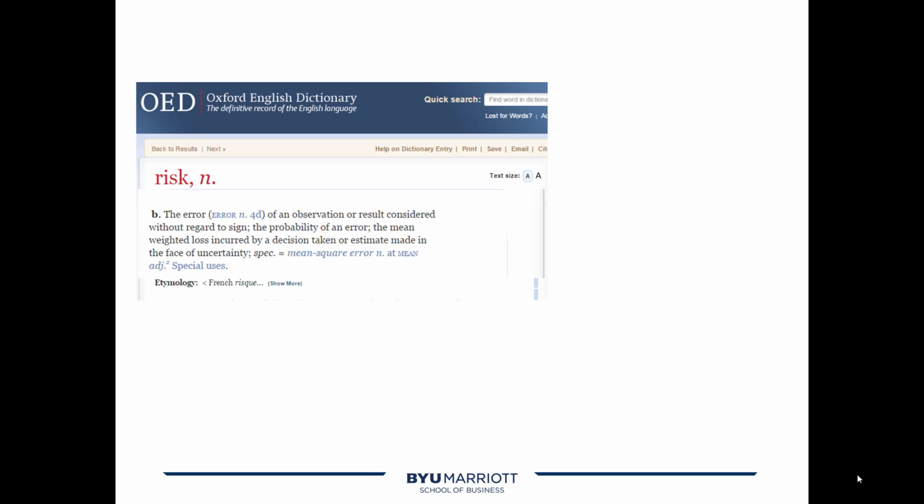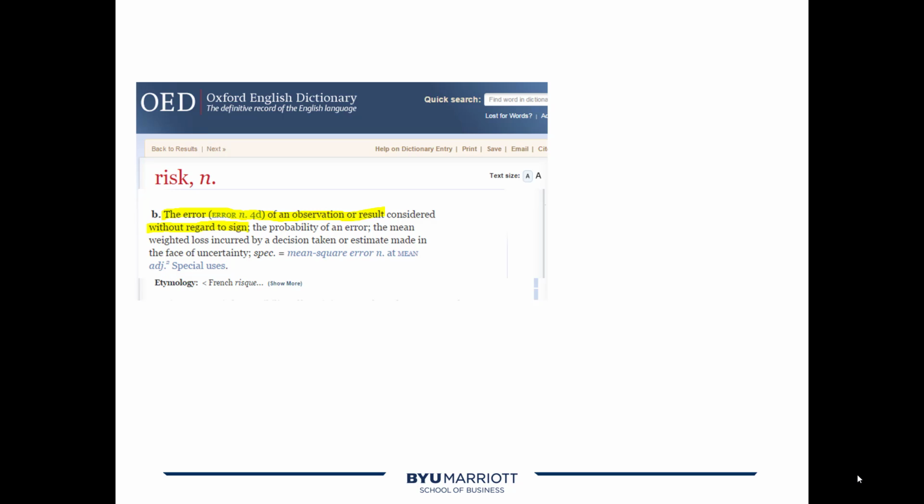As we turn to our good friend, the Oxford English Dictionary, we find this interesting definition of risk: the error of an observation or result without regard to sign. I like this definition because when you think traditionally about risk, and many of my friends who work in risk management, they think about risk as the threat of peril or harm. They think of the downside risk, the error of an observation or a result that could be negative.